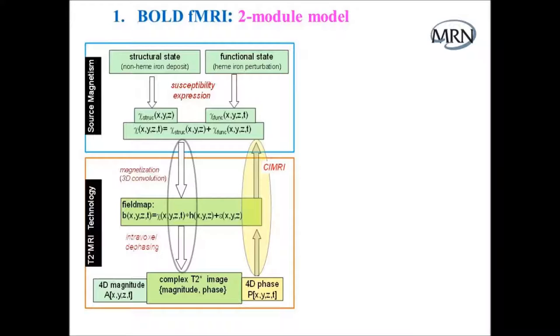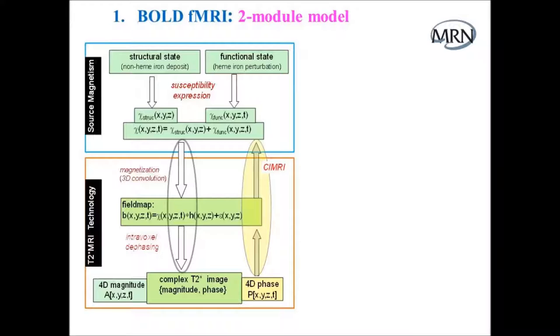Based on my background, I just worked on this part, the technology part. It's a very strict technology. Given a data set, I can generate this data set by the strict technology, with almost no error. This is from 4D Chi, which is the source. It will generate the 4D susceptibility, 4D magnitude and 4D phase.